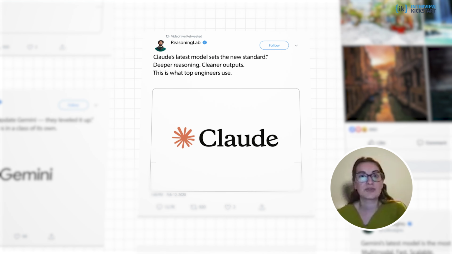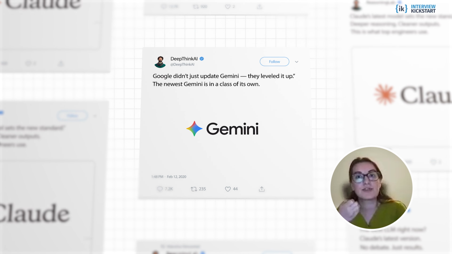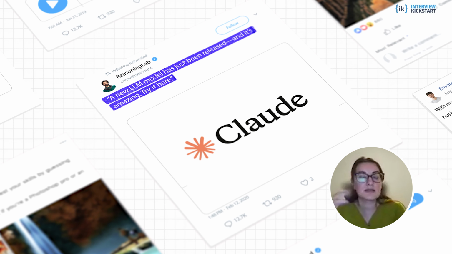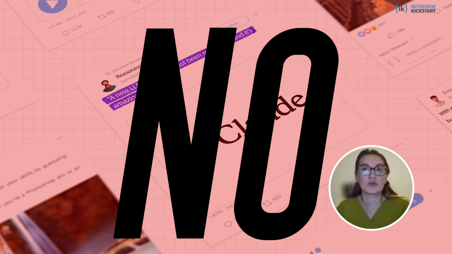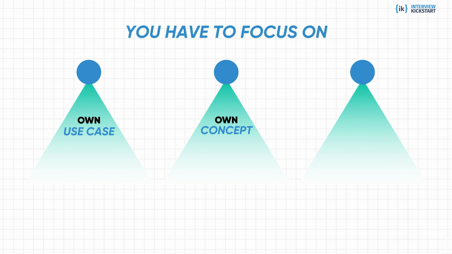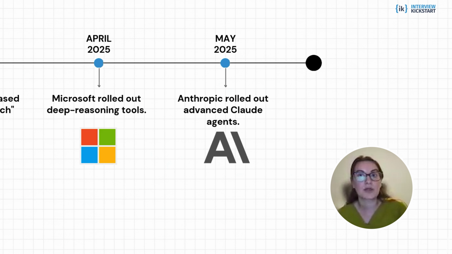We shouldn't just get some media or mainstream advertisement. This is something that we really need to check. Like, we just hear, oh, this model is just released, it's the best one, let's just go and use it. No. We have to really focus on our own use case, our own concept, the total cost. We also need to remember, as I said, that the biggest model is not always the best model.